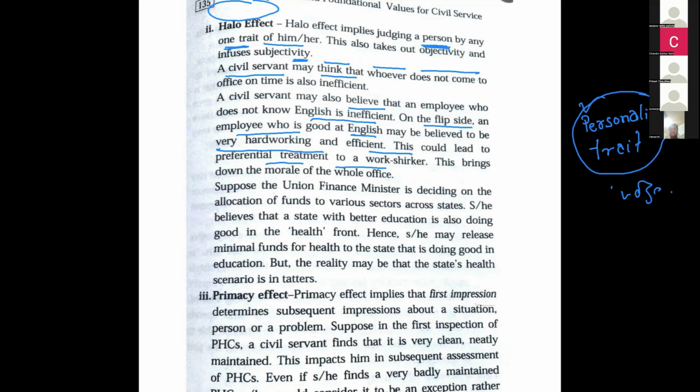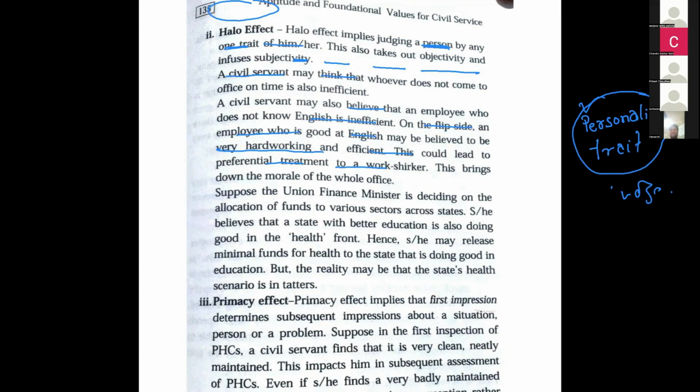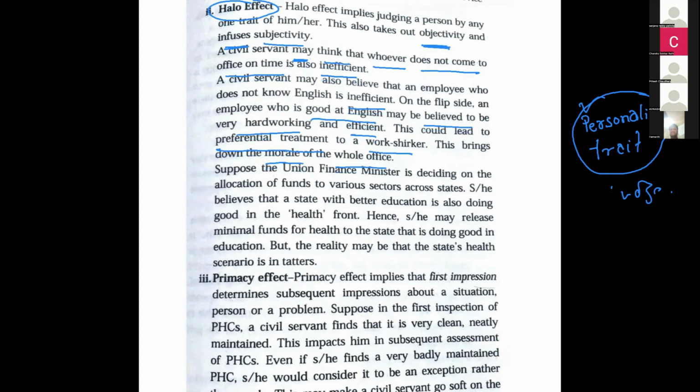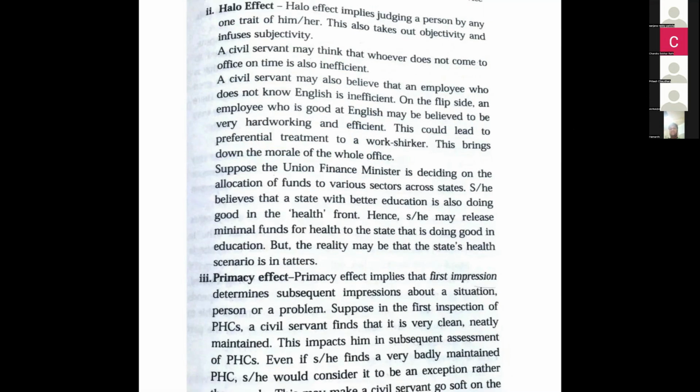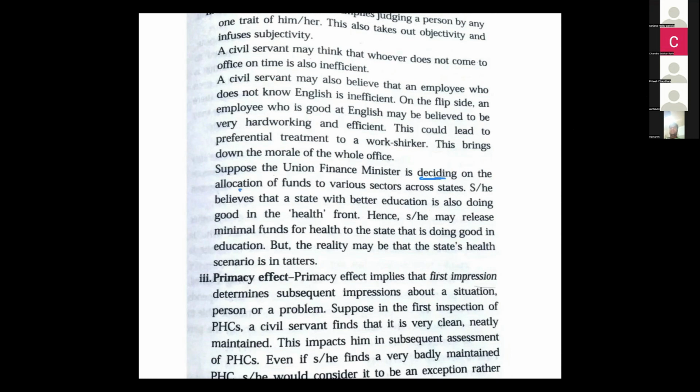Okay, और एक example है. Okay, suppose the union finance minister is deciding on the allocation of funds to various sectors across the states. He believes that a state with better education is also doing good in the health front. Hence, he may release minimal funds for health to the state that is doing good in education. But the reality may be that the state's health scenario isn't better.